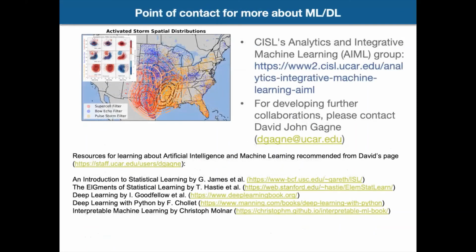So CISL has a group, the AIML group. It's the best point of contact for developing further collaboration. And also from David John's personal page, he recommends the following AI/ML learning materials.